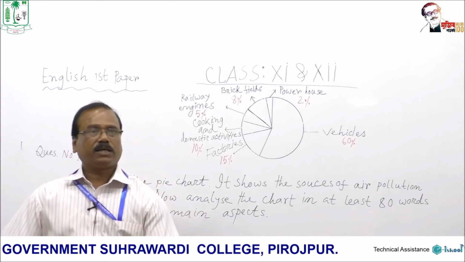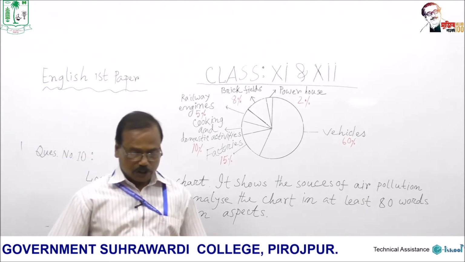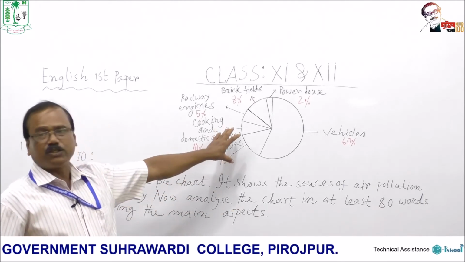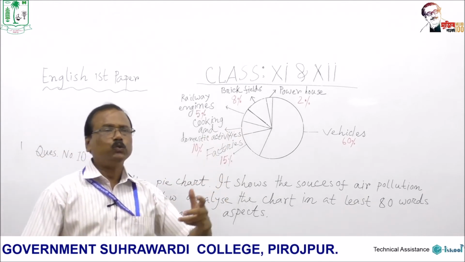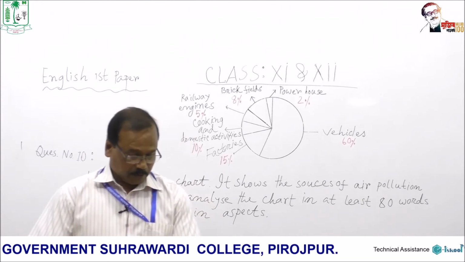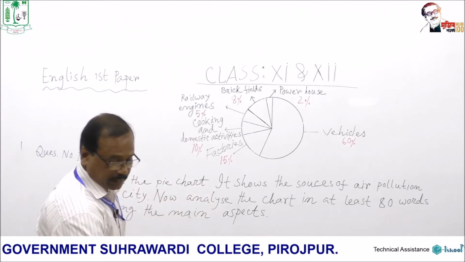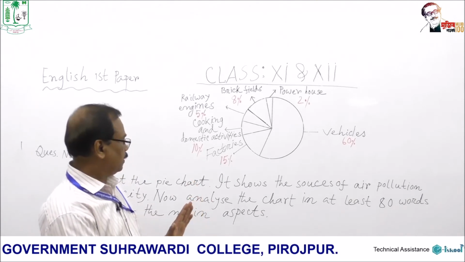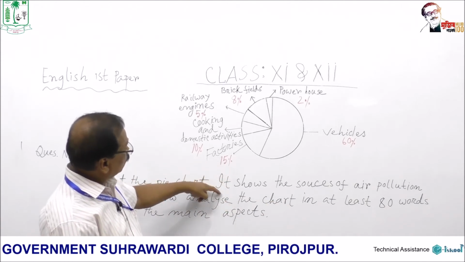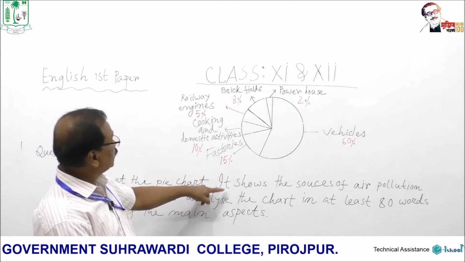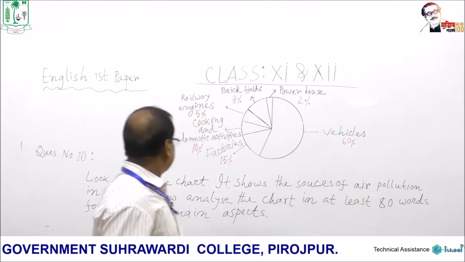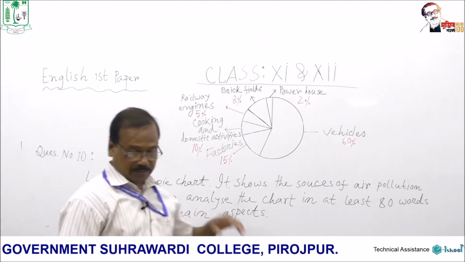Now, the full answer is like this. Follow me please. Look at the pie chart and listen to what I am saying. The pie chart shows the sources of air pollution in a city. You can get this line from the question itself. You can write here the pie chart instead of the word it. The pie chart shows the sources of air pollution in a city. This is the first sentence.